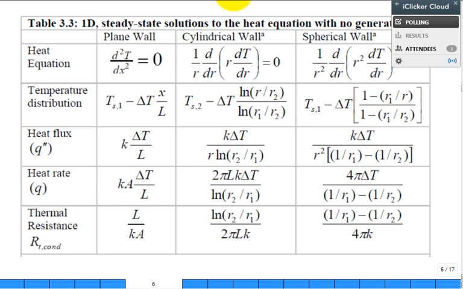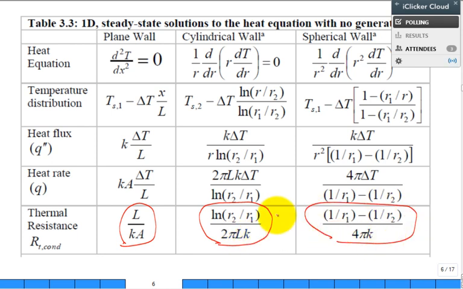So in summary, we use L over kA for conductive resistance through a plane wall. When you have a cylinder, as you get more familiar, you'll remember natural log R2 over R1 divided by 2 pi kL, as well as for a sphere. This is less common. A cylinder, a layer of insulation around a pipe, is more common. But this one is also available in your equation sheet and worked out in the textbook and worked out last time.